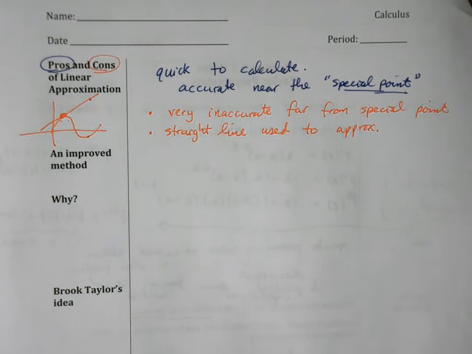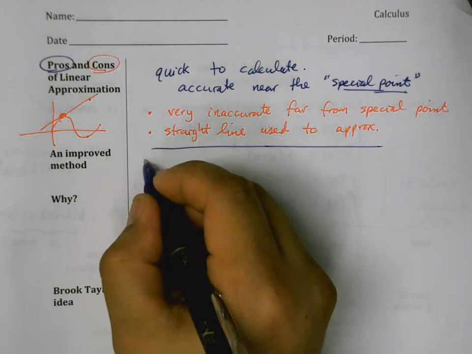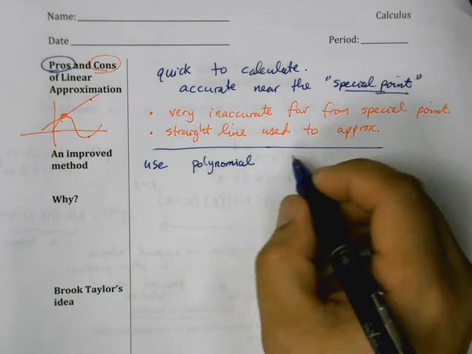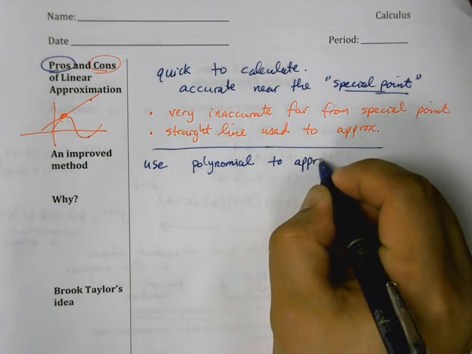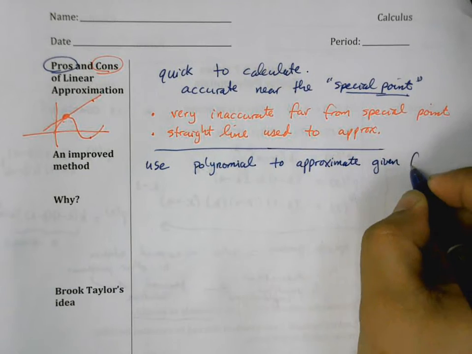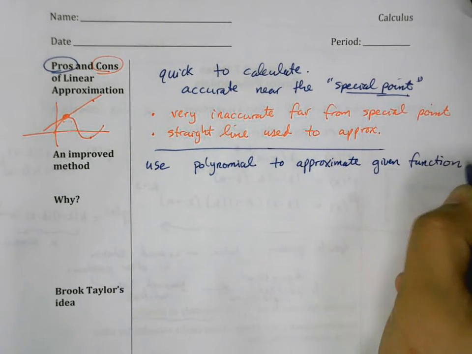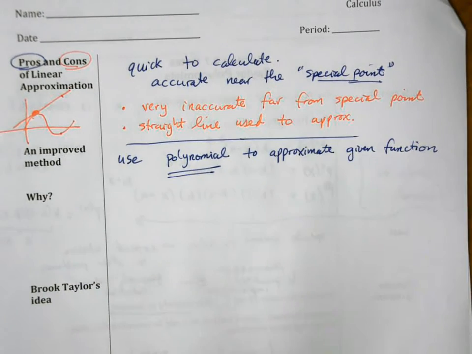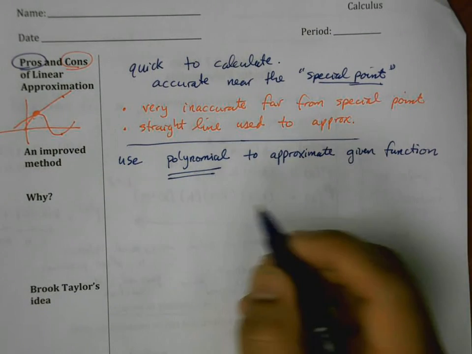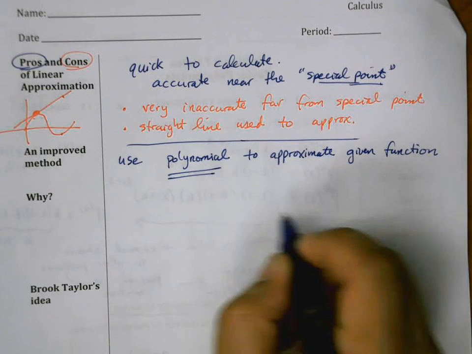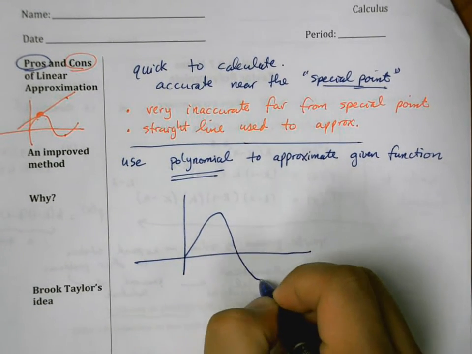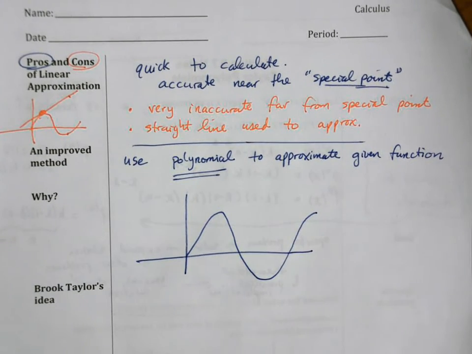Okay, so an improved method is for us to use a polynomial. This must not be too surprising for you, to approximate a given function. And maybe one of the questions that may come up is, why do we bother dealing with a polynomial? Well, I'm going to sketch this out here. So let's just use our sine function that we had going on before.